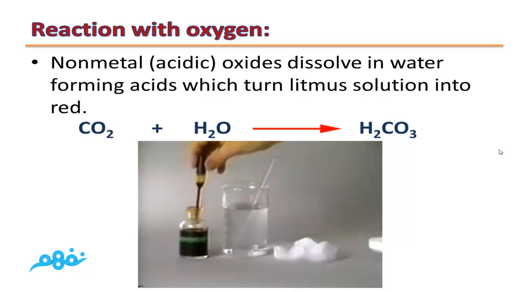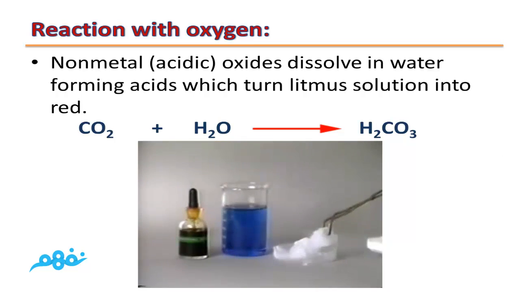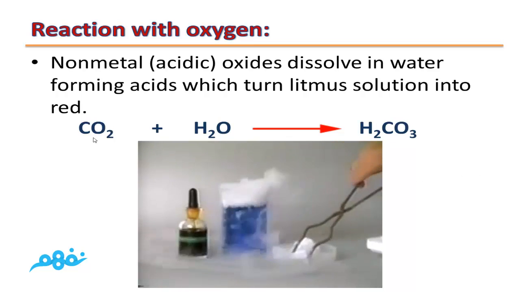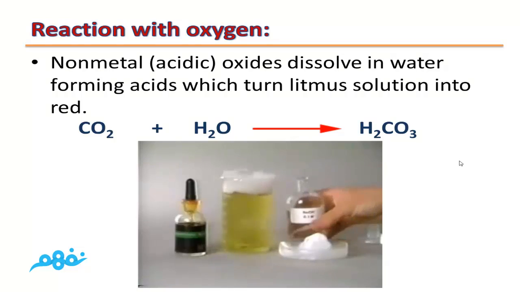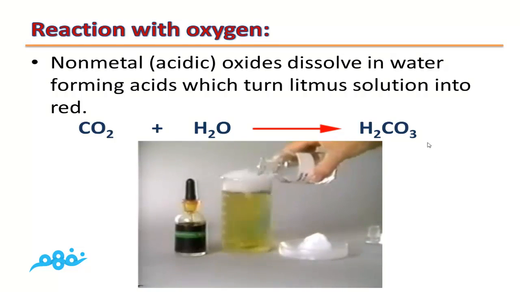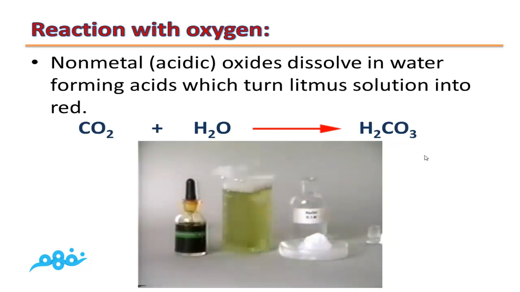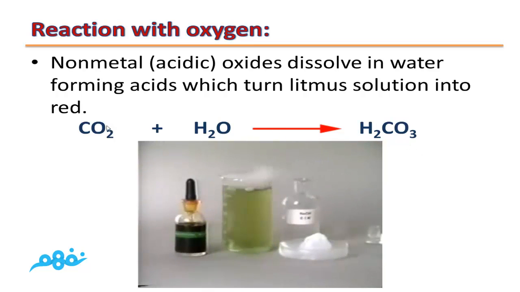Non-metal oxides dissolve in water forming acids, which turn litmus solution red. If we bring dry ice, which represents carbon dioxide, and dissolve it in water, carbonic acid is formed. And as you can see, by using litmus solution, its color will change into yellow or red, because carbonic acid is an acid. So when non-metal oxides dissolve in water, they will form acid.